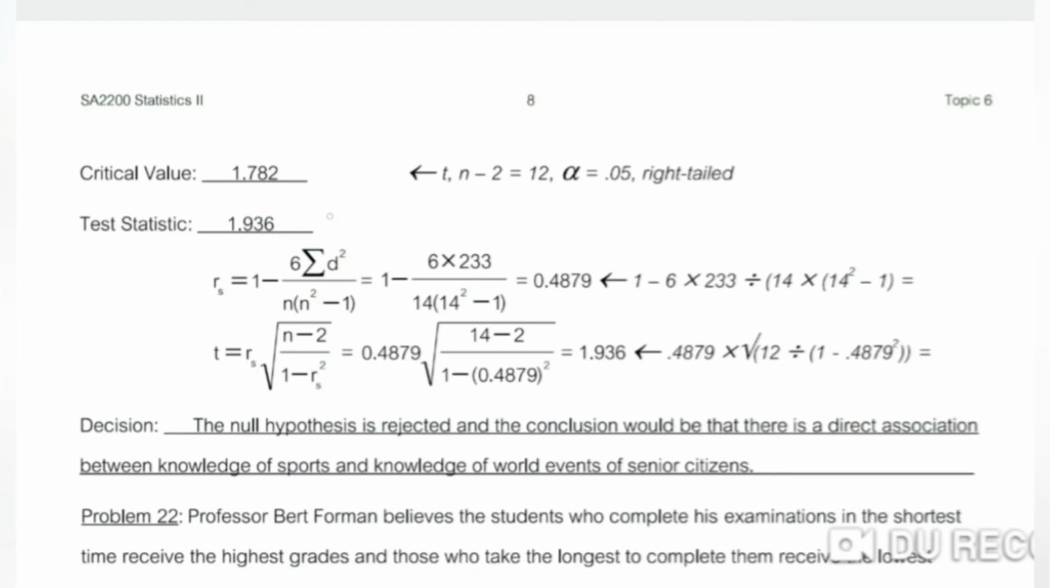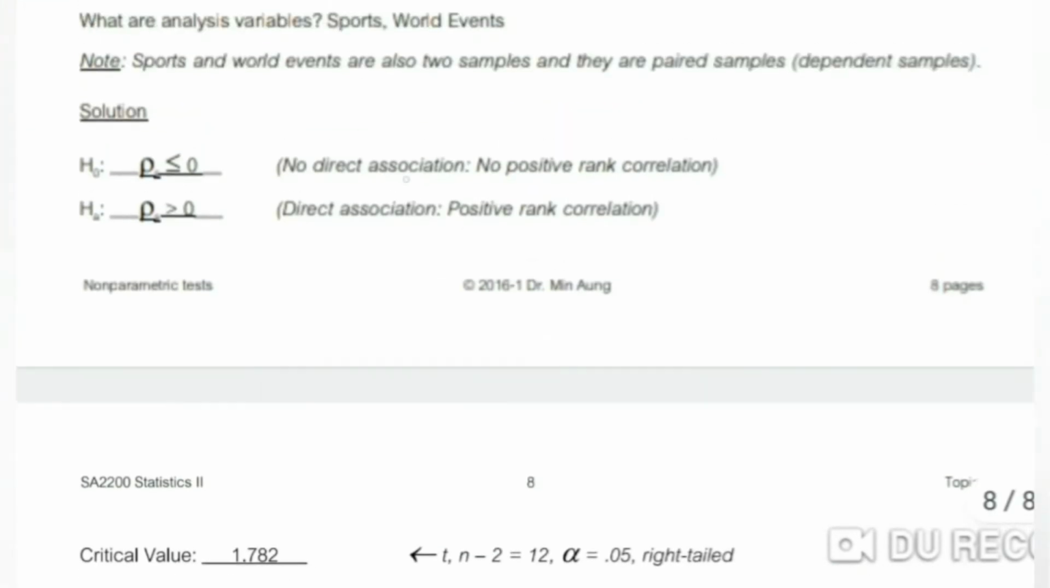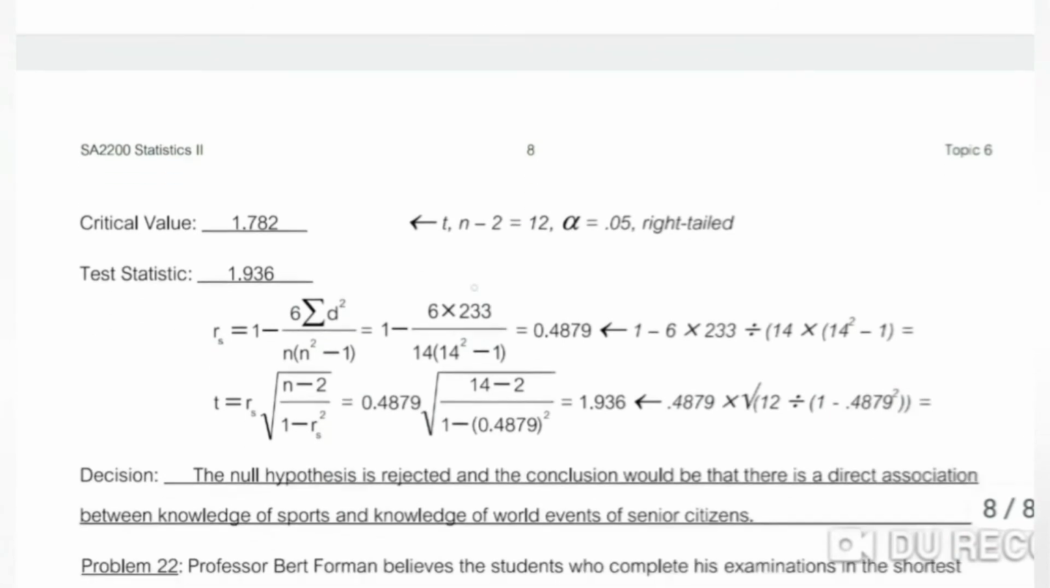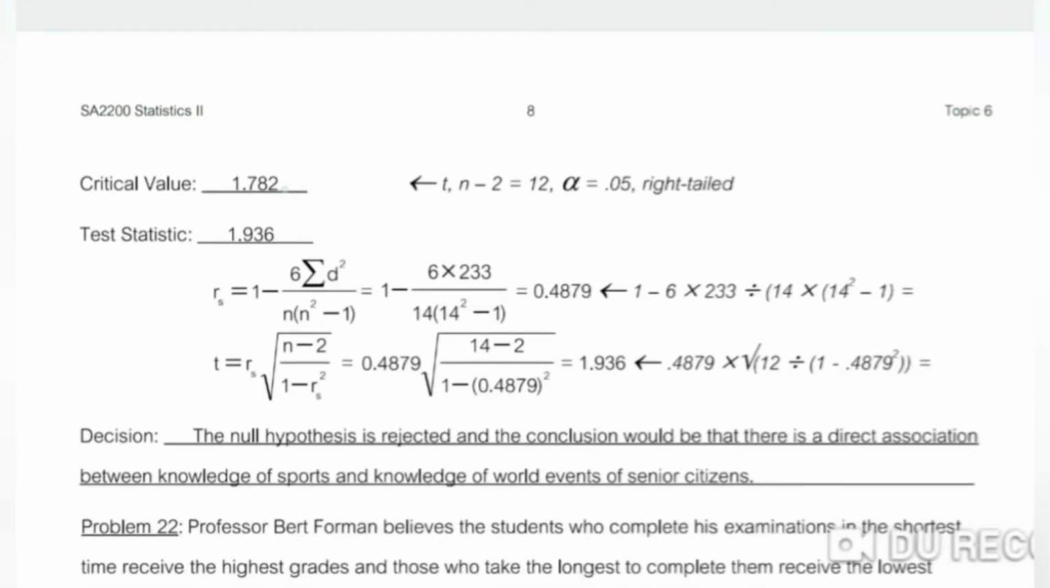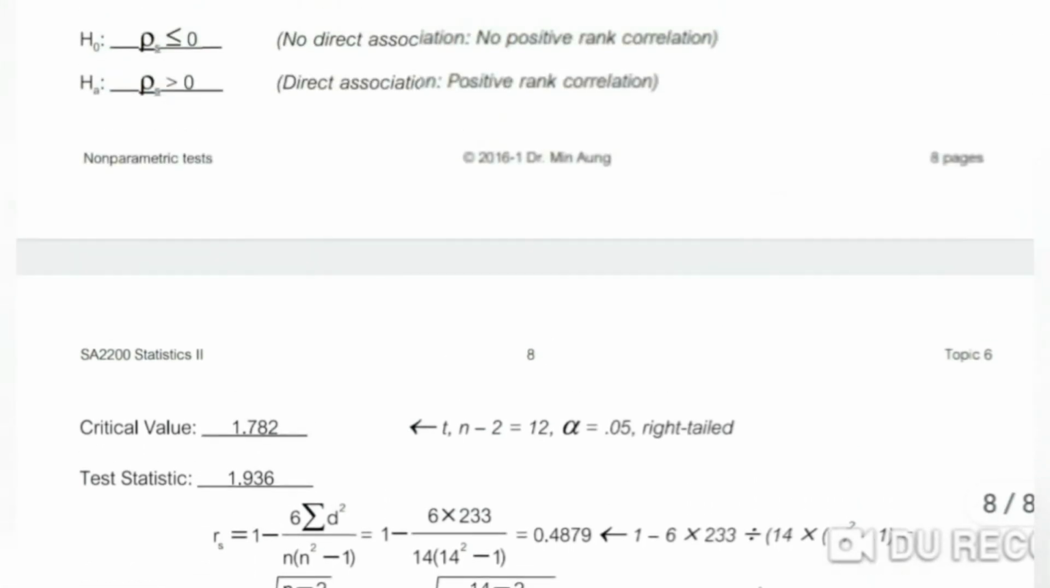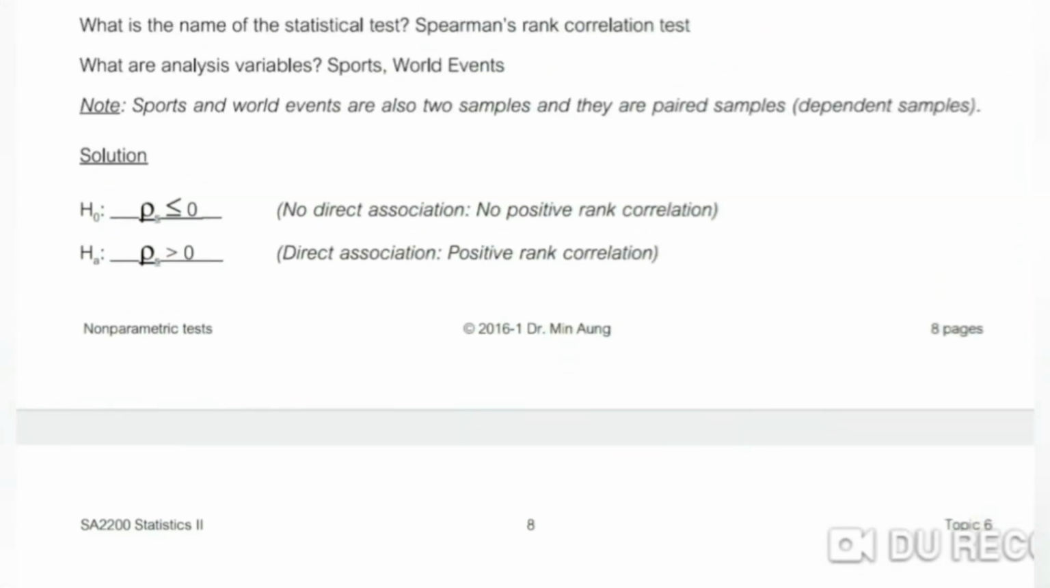Your test is a right tail test. HA: rho S is positive, on the right of 0, a right tail test. Therefore, the rejection region is on the right of the critical value, 1.782. Your test statistic is in the rejection region, on the right of the critical value. Therefore, you reject H0. Now you write correctly, formally. The null hypothesis is rejected and the conclusion would be that. So you reject H0, that means H0 is false, HA is true for you. So the conclusion must be that HA is true.